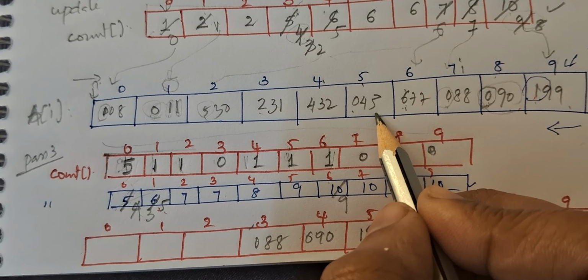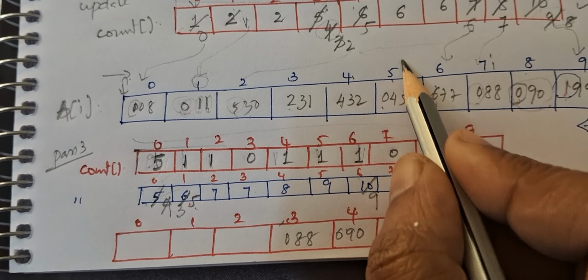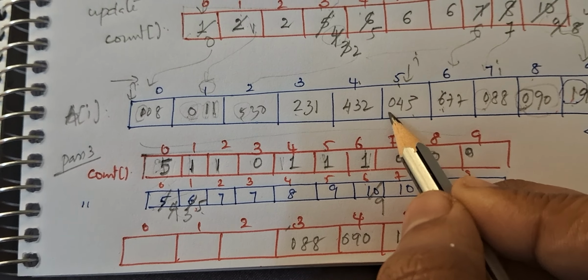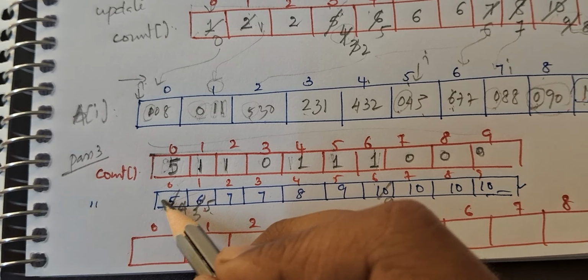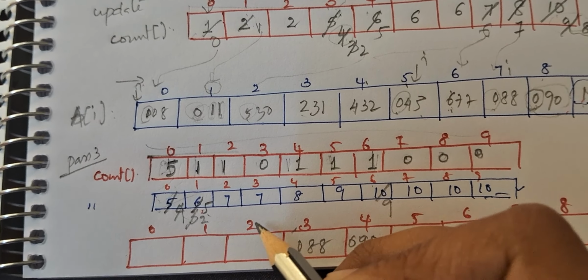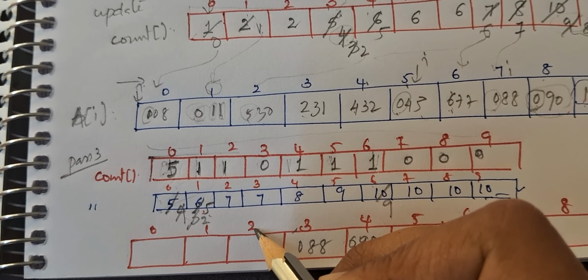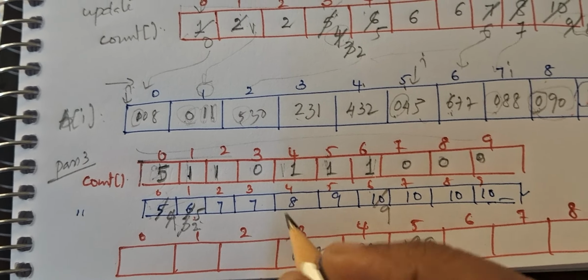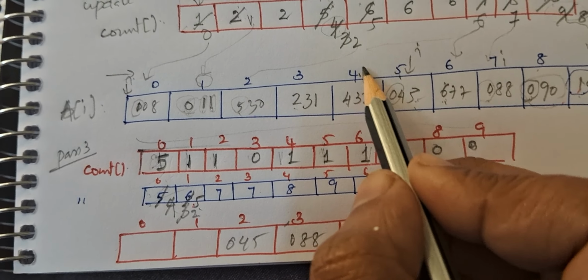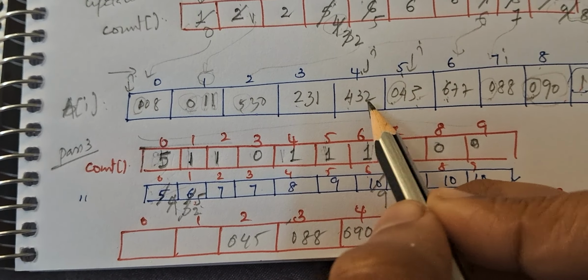Then again I is here 0. Okay, I is pointing here. I is equal to 5, that is 6 minus 1, which is equal to 5. First element is 0. Go to index 0 of count array. Decrement the value by 1, that is 2. Then go to index 2 and store the value here. Okay, that is A of I, which is equal to 45. This 45. Then now I is pointing here, A of I is equal to 432.